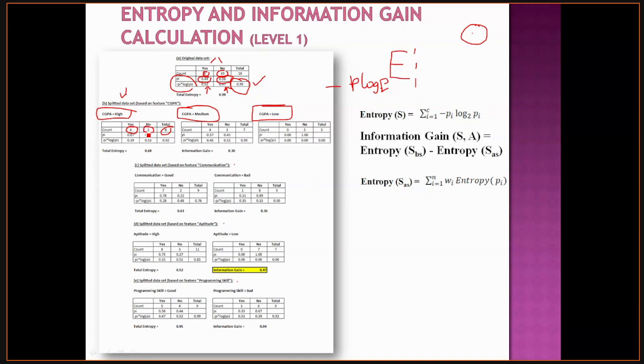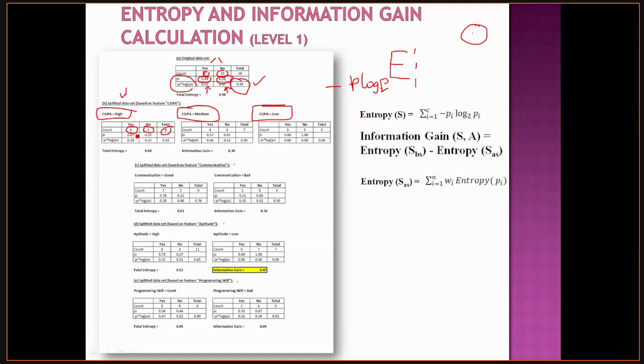When I split the data set based on CGPA, I have to split into 3 portions: high, medium, low. Again, when I look at the portion high, I can split into the target variable values yes and no. For yes, there are 4, and for no, there are 2.